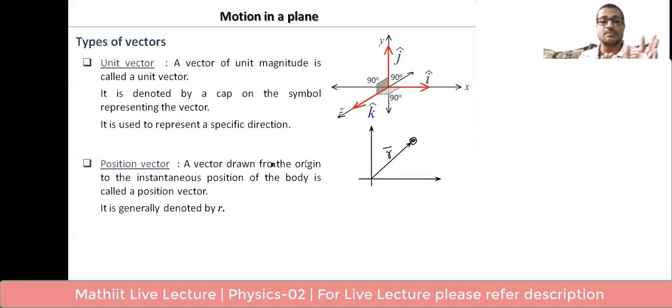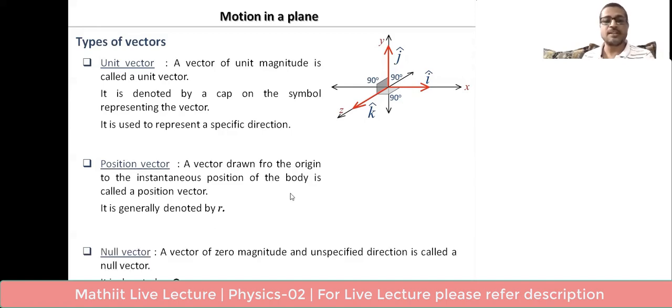You should not change the sequence and end up drawing it from the body to the origin. That should never ever be done. Always from the origin to the body only. That is called a position vector. Then, next one is a null vector. Null vector is kind of a strange vector. A vector which has zero magnitude and unspecified direction. That is called a null vector.